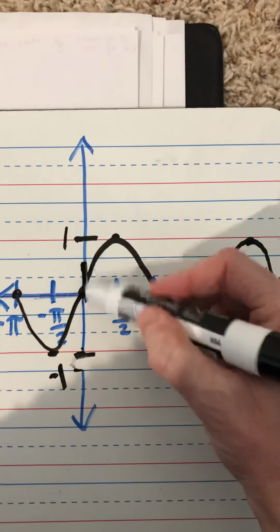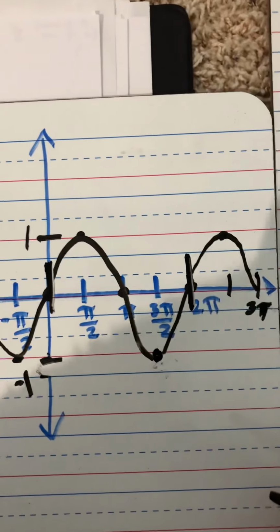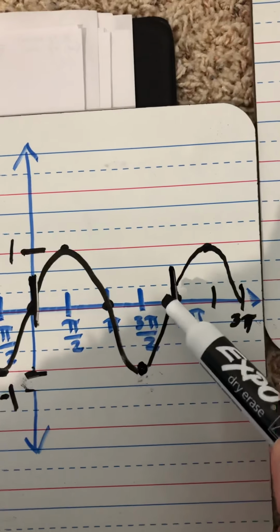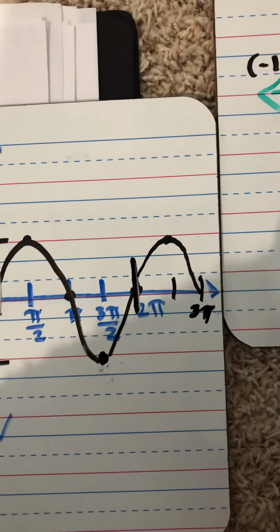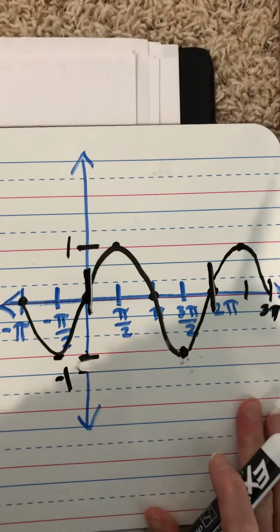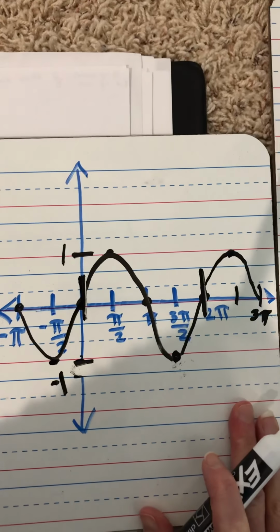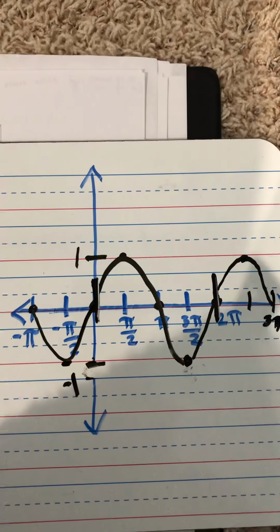And here is 1 complete cycle of the sine of x. And that is going to keep repeating itself if you keep going. We're going to use this. This is going to be referred to as the parent function. We will use it to graph other variations of the sine of x in our next video.